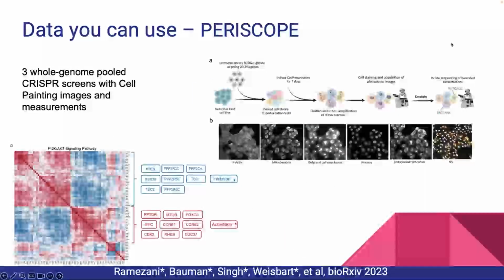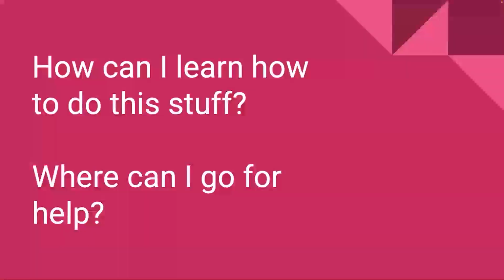We have 3 whole genome knockdown screens for doing this in a pooled context. So say, what if we knock down genes and then we actually figure out what is the gene knocked out in individual cells? We have 3 whole genome screens of that you can play with, and I'm happy to talk to folks about the data. And there's a lot more on there that you can play around with.